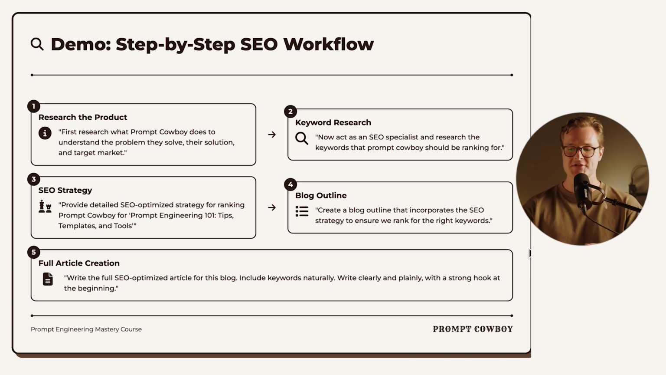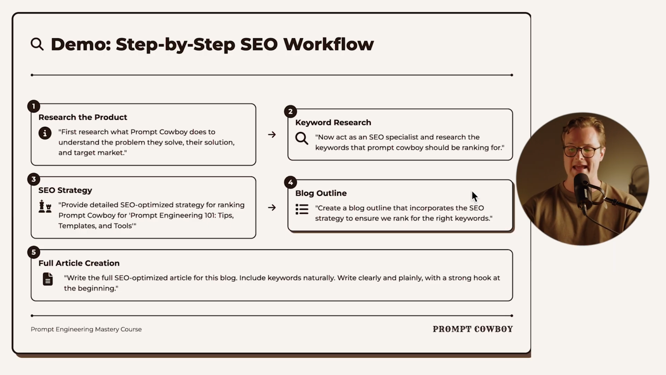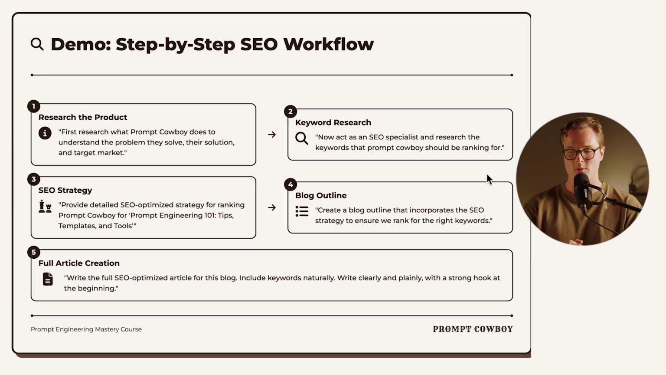I'd then get it to do some keyword research, which is a technique to figure out what are the right keywords we want to rank for so that the right people are finding our content on Google. So I'd say, act as an SEO specialist and research the keywords that Prompt Cowboy should be ranking for. And you can see I'm actually breaking this problem down and trying to discover what I want with AI.